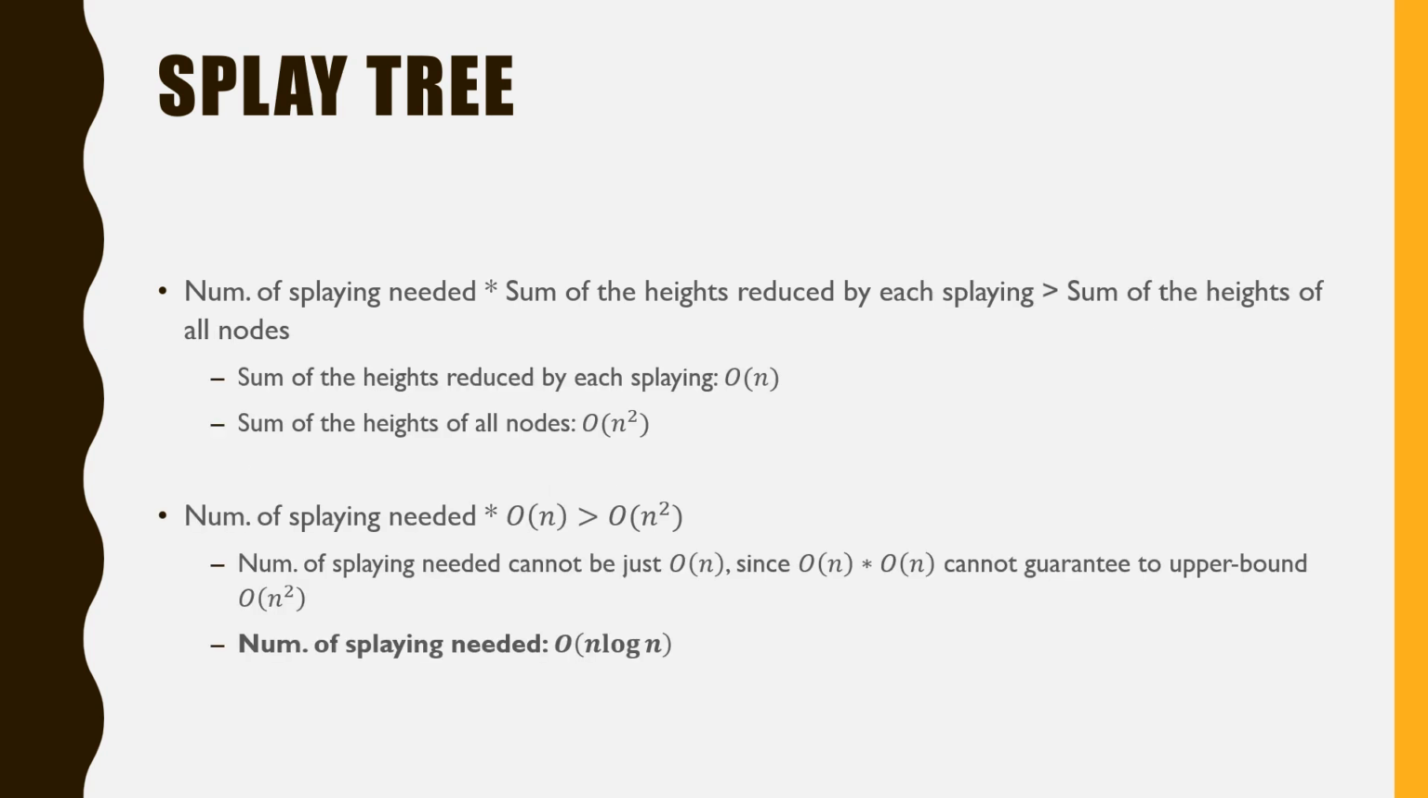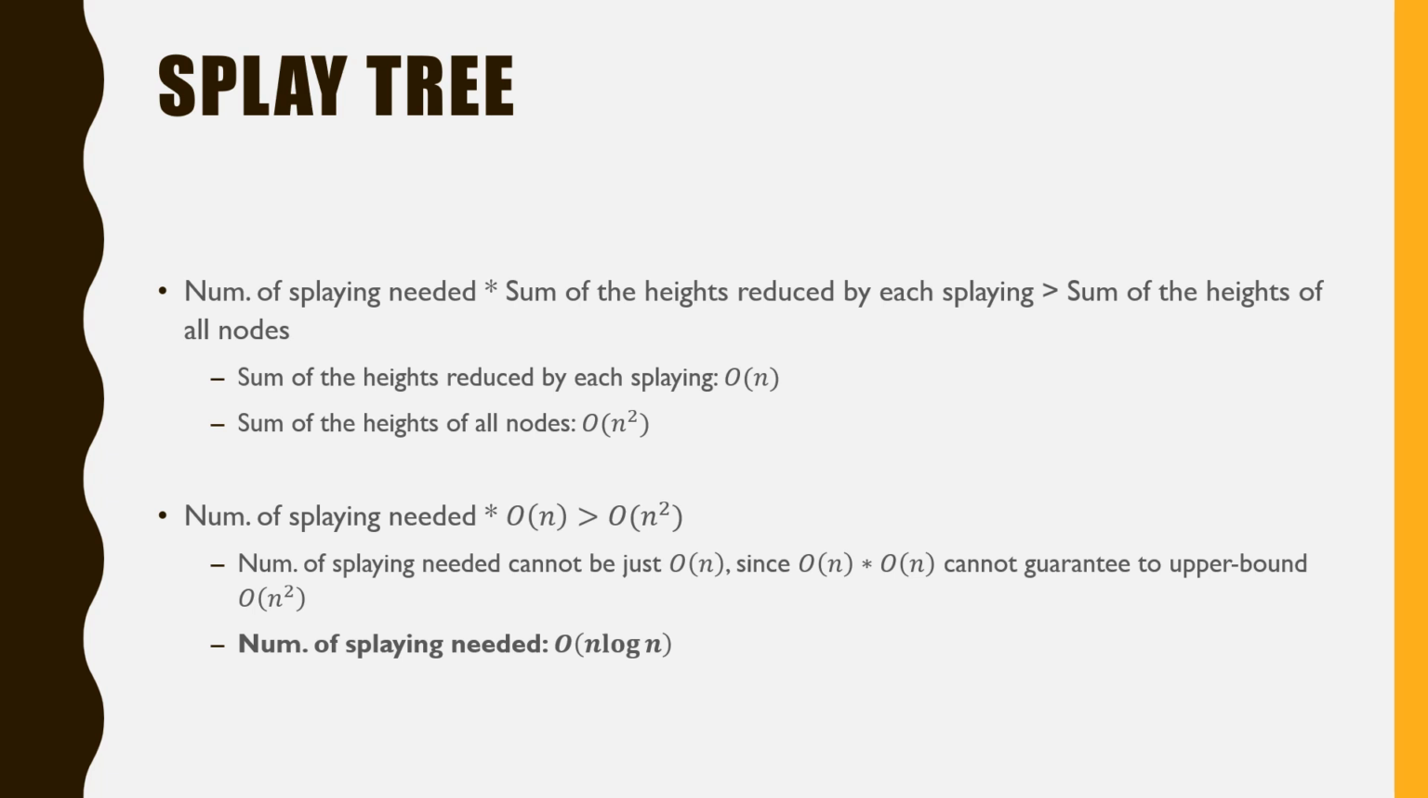Now, we know that each splaying operation can reduce the total height of the tree by O(n), while the sum of the heights of all nodes in the tree is O(n²). In this case, we need to perform O(n log n) splaying operations, resulting in O(n² log n) total height reductions. This guarantees an effective upper bound on the total heights of all nodes, which is O(n²).